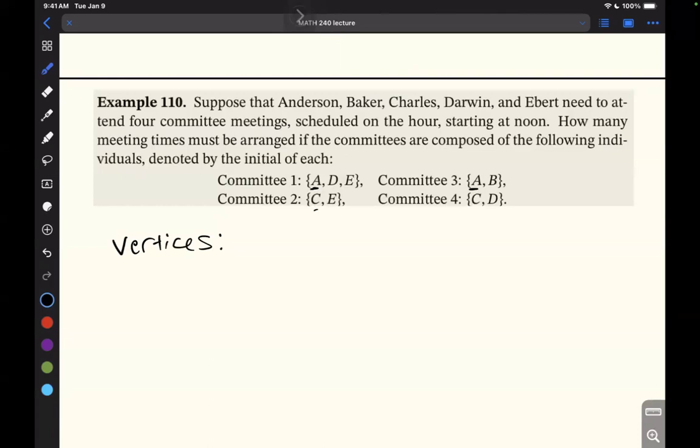All right, who votes for the people being the vertices? Okay, 2, 3 votes for. Who votes for the committees being? 1, 2, 3, 4.